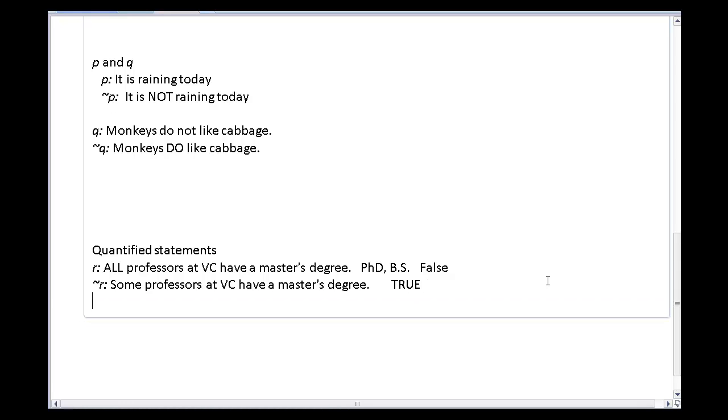If I were to negate this statement by coming up with some bogus sort of thing that no professors at VC have a master's degree, well, that's a problem because this is also false. I'm one of them. I'm a professor at VC and I have a master's degree. Since the original statement R ended up being false, and since this effort to try to create a negation saying that no professors at VC have a master's degree is also false, that makes this not a negation by our logic. Feel free to pause and rewind that argument.